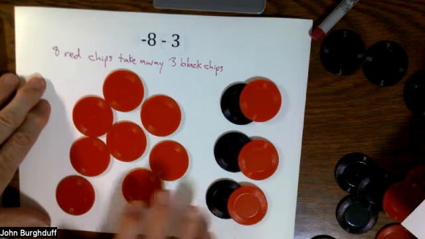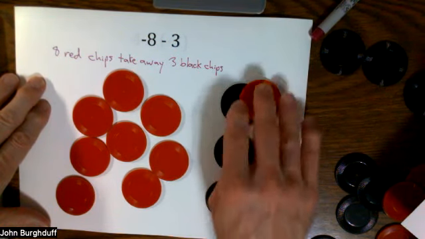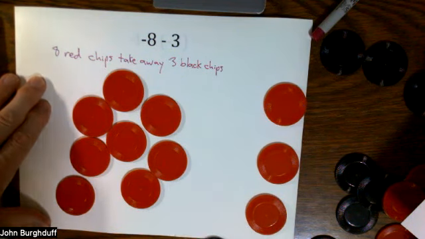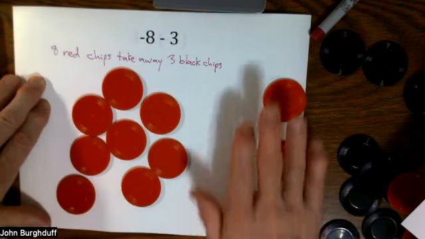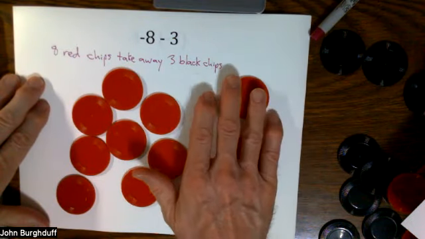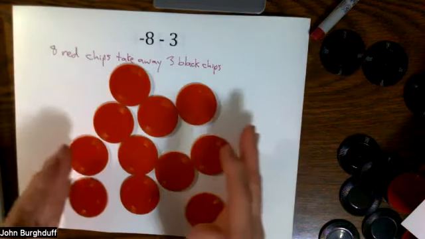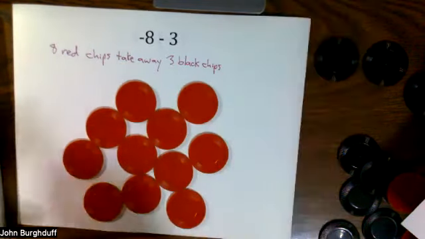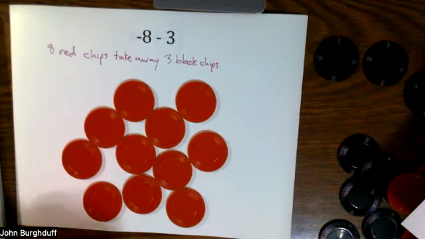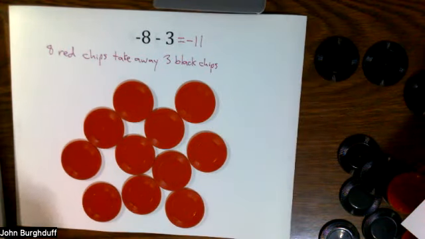8 red chips to start with. Bring in some 0 pairs, bring in just enough so that you can, from that, take away 3 black chips. There they go. When you take away those black chips, you still have the red chips left. Bring all of those together and count them. 1, 2, 3, 4, 5, 6, 7, 8, 9, 10, 11. 11 red chips gives me an answer of -11.